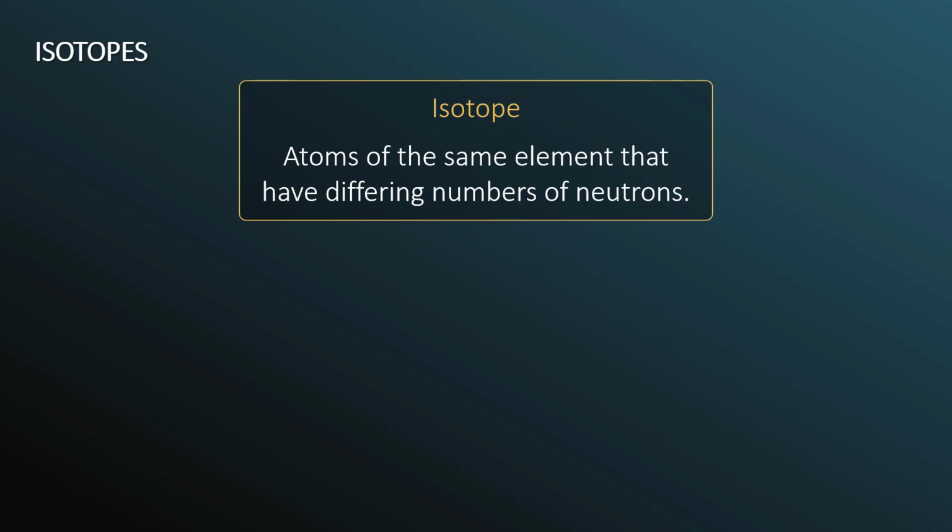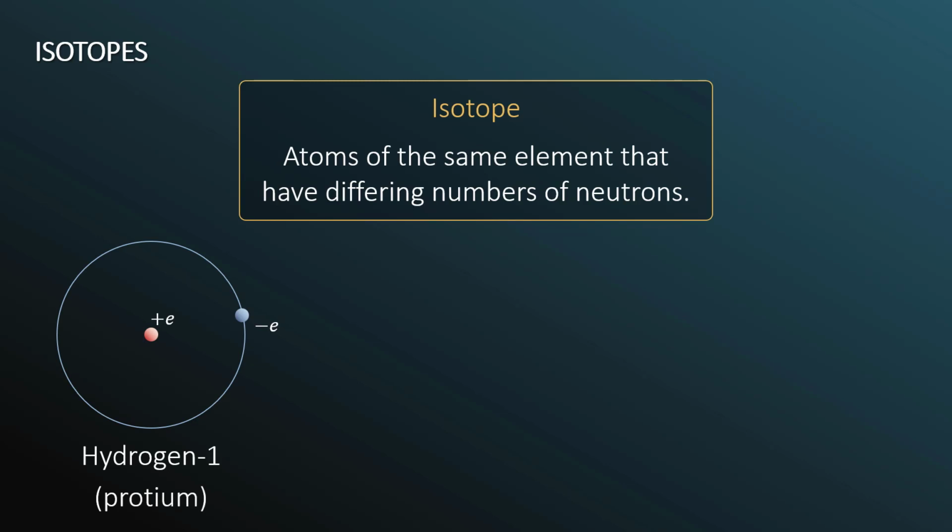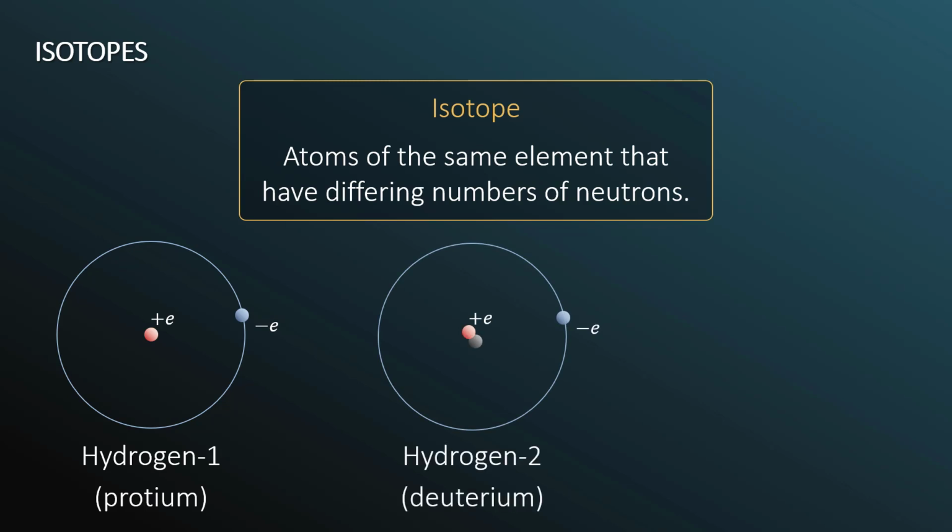Again, we will use hydrogen as our example. Hydrogen 1, which is often called protium, consists of just one proton and 0 neutrons. Hydrogen 2 is called deuterium and is composed of 1 proton and 1 neutron.